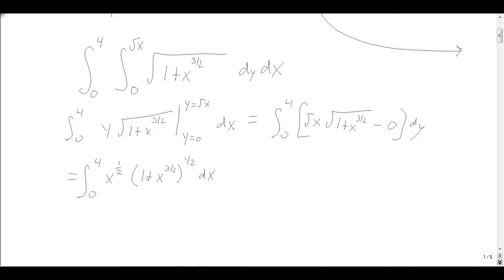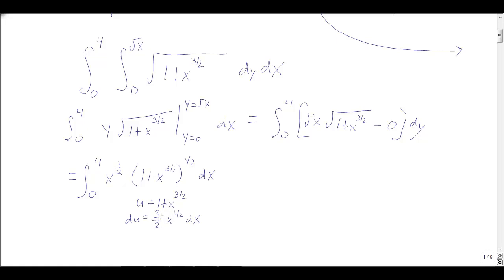Now, what I can do here is let u be 1 plus x to the 3 halves, this inside of the bigger square root, and then du is 3 halves x to the 1 half dx. Note this x to the 1 half I now have outside of here because that came from my y. So I'm actually going to be able to integrate this.